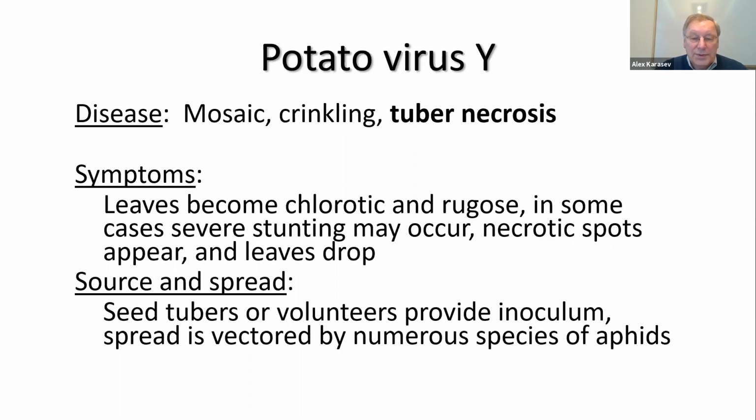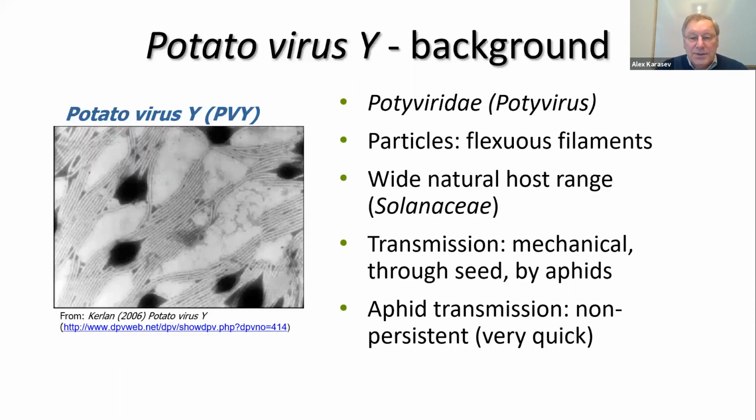In tubers, the virus may induce, in certain susceptible cultivars, a tuber necrotic reaction. I will talk about this a little later. So the source of infection and main route of spread in potato production is seed tubers or volunteers providing inoculum, and in-season spread is vectored by numerous species of aphids. So this is a brief overview of this particular virus from a virology standpoint.